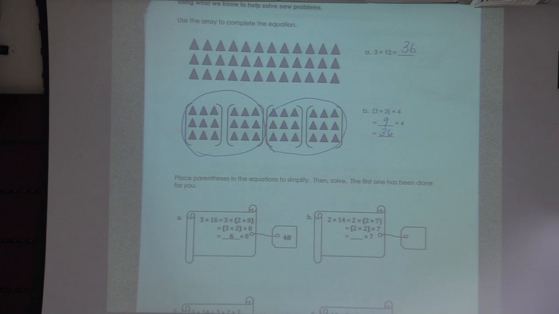So if you just look, they're walking you through that in the next problems. So you can see 3 times 16. Now 3 times 16, if you read the 3rd grade standard, sounds like it's above and beyond. This is where we're stretching the kids. But we're giving them the strategy that's within the grade level.